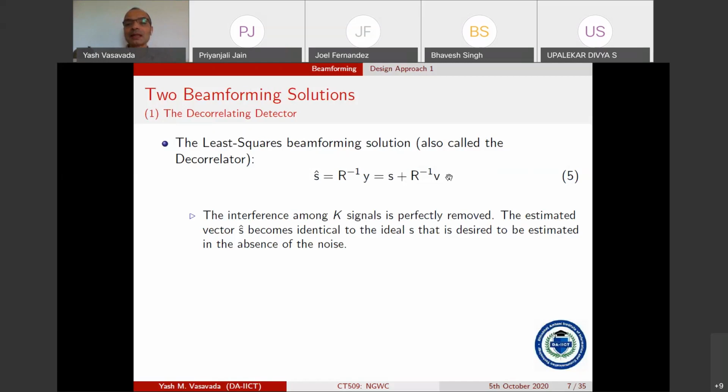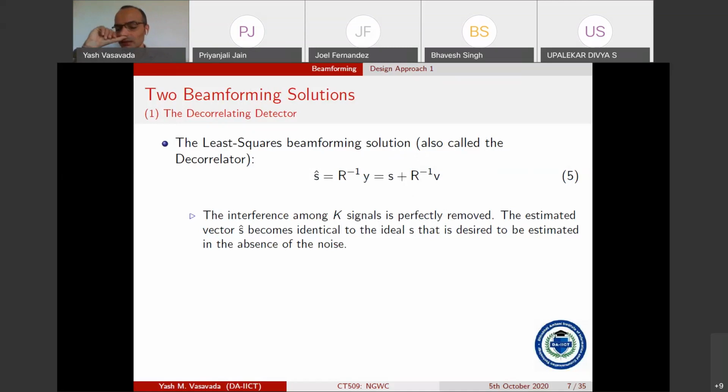The only problem is that I also have this R inverse of V term, which is a noise term, which is going to be there. But in absence of noise, in the high signal to noise ratio scenarios, I can say that I have done the task of interference cancellation in the perfect manner.